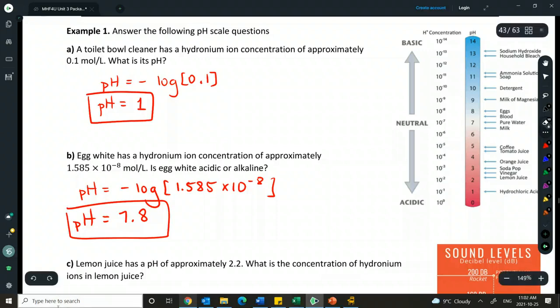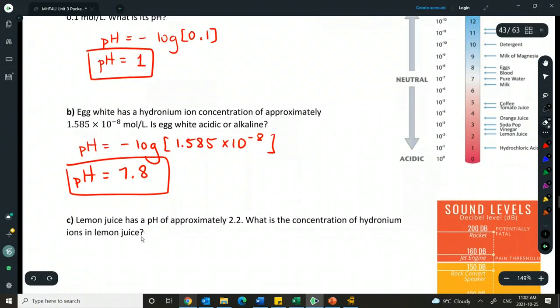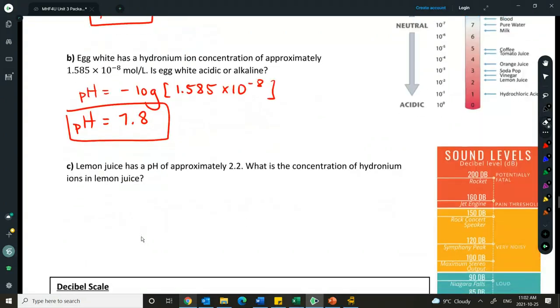Okay, here's a third pH type question. I can be given the hydronium ion concentration, or I can just be given the pH and be asked for the hydronium ion concentration. So lemon juice has a pH of approximately 2.2. What's the concentration of hydronium ions in lemon juice? So I'm going to sub that in for the pH this time.